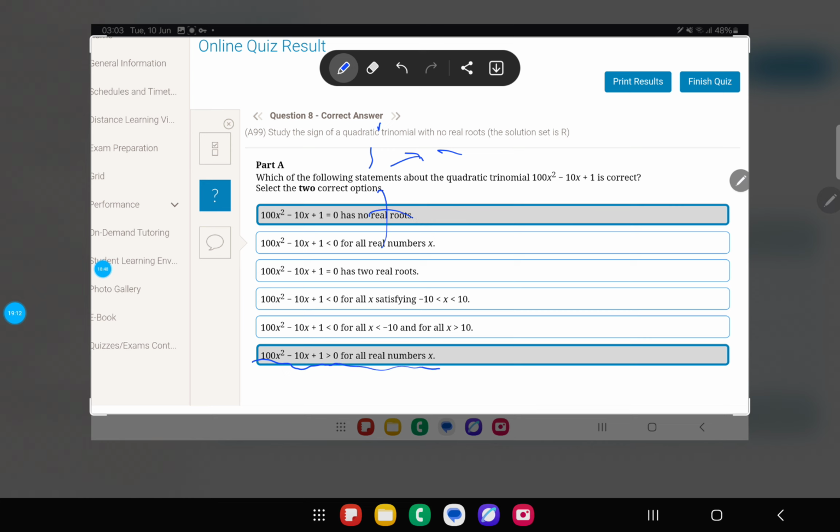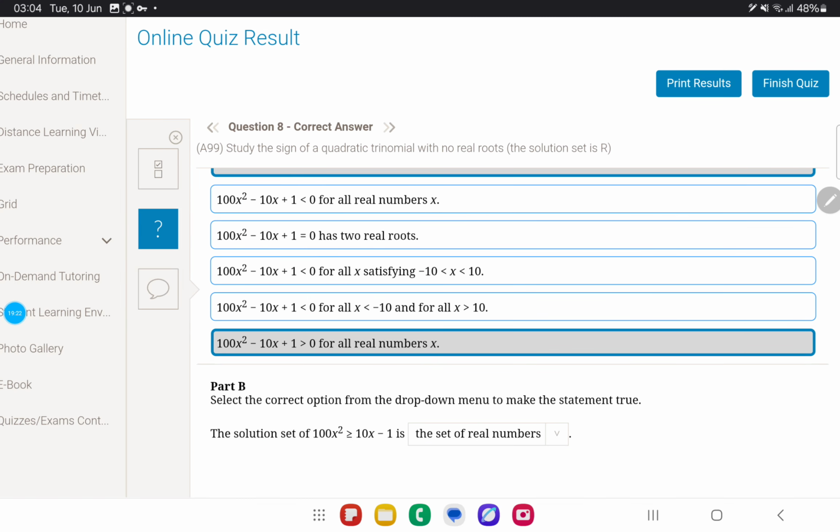So we say it's for all real numbers. That's it. But if it was less than 0, we say empty set. Okay? So yeah, that's it. Part A. Now for part B.